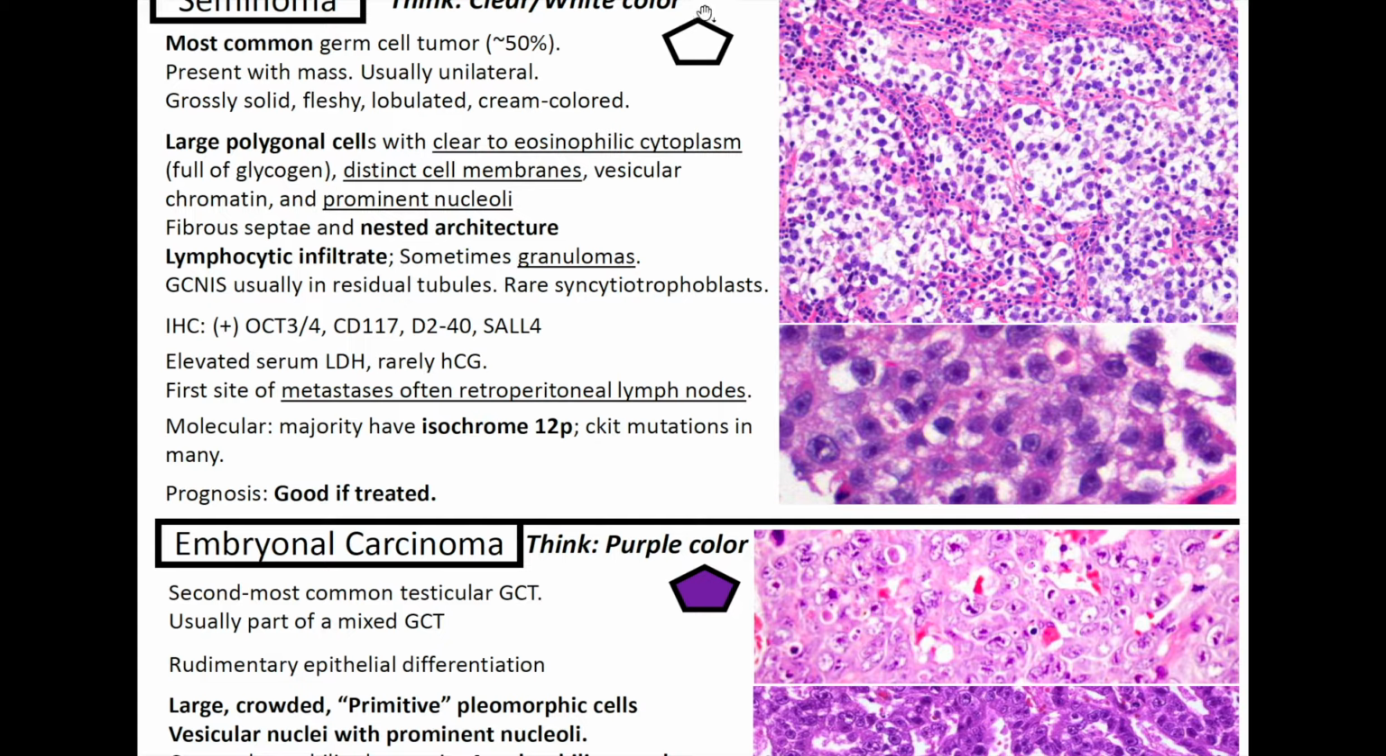So good one to know. Think clear, white color, seminoma. I've also heard fried egg cell, which kind of helps me. Fried egg cell for seminoma or dysgerminoma in the ovary, or even oligodendroglioma in the central nervous system.